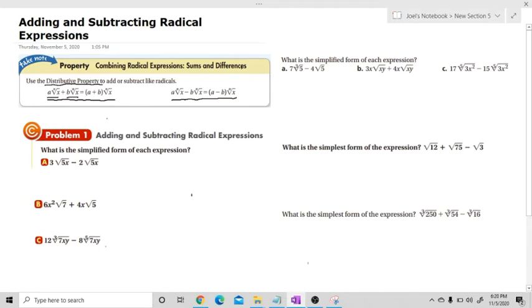Let's proceed to problem number 1. Adding and subtracting radical expressions. What is the simplified form of each expression? We will start in A. It is 3 square root of 5x minus 2 square root of 5x. Always remember that we can only apply the distributive property if they are like radicals.